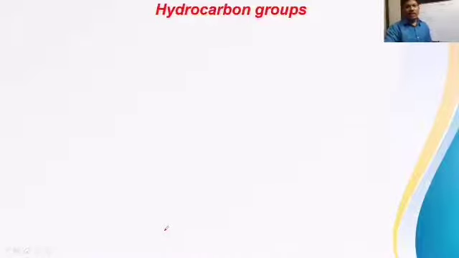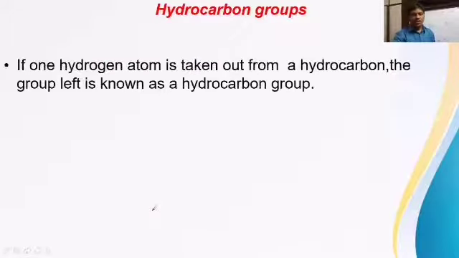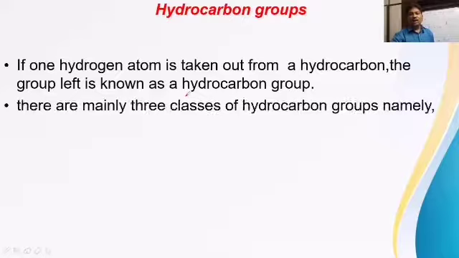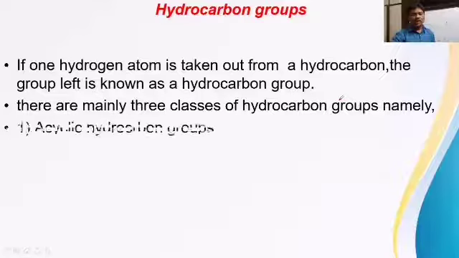And the next thing is hydrocarbon groups. Hydrocarbon groups indicate that from a hydrocarbon molecule, if you remove one hydrogen atom, we get a hydrocarbon group. If one hydrogen atom is taken out from a hydrocarbon molecule, the group left over is called a hydrocarbon group. There are mainly three classes of hydrocarbon groups, namely acyclic hydrocarbon groups. Acyclic hydrocarbon groups indicate what? In the name itself, it is there clearly.